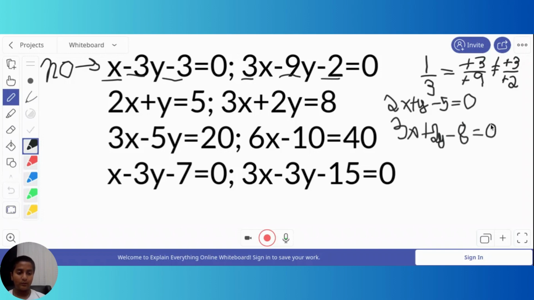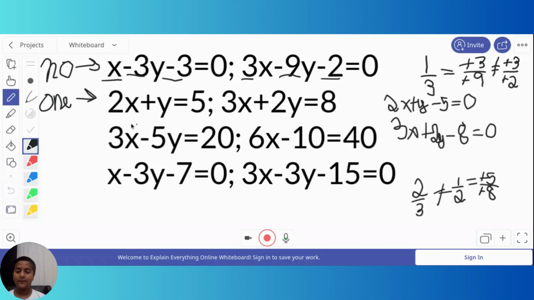Now we can do our regular proportions and see if they fit. So this is 2 over 3 not equal to 1 over 2. You already know that this is a one solution, but we're still going to check. And this is -5 over -8. Obviously none of these match. So if none of them match, then it's... sorry, one solution. So this is a one solution situation.